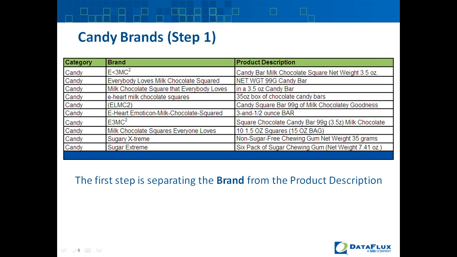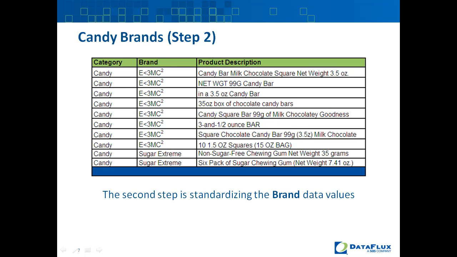So the second step that we're going to do now is to apply standard values to the brands that we just pulled out of the product description field. After we do this second step, we now can normalize the representation of our 2 brands according to what the SMEs have told us are the official brand names for these 2 products. So E-hard-emoticon MC squared and Sugar Extreme are the 2 official brand names for the 2 candy products within the candy category.